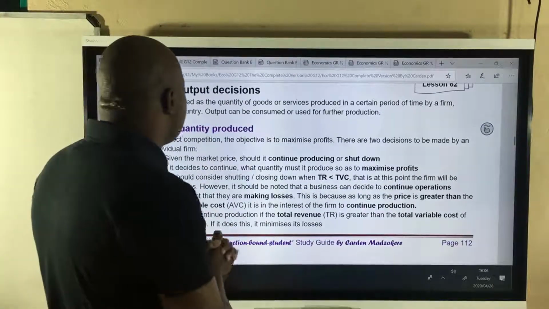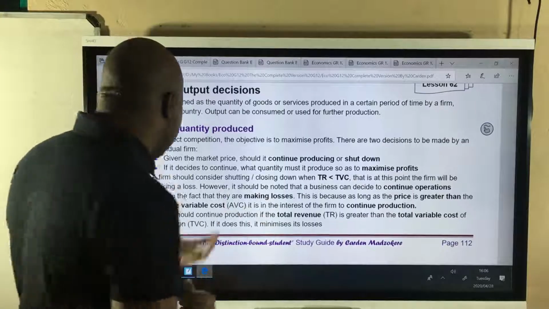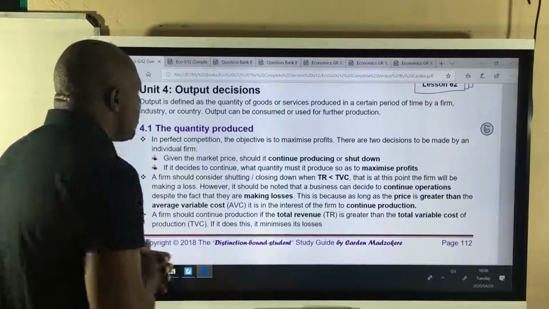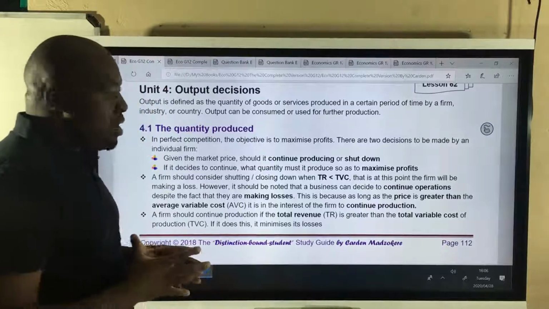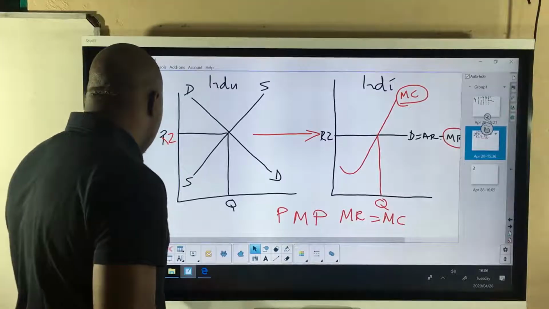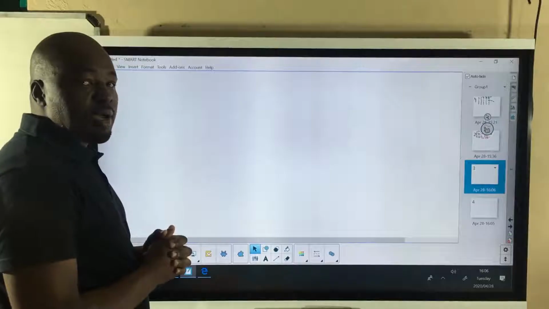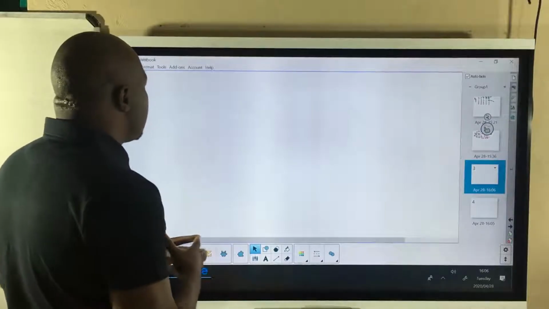Right, so now we're moving on to lesson number 62. And now we are talking about output decisions. Now in this one we are saying, how much should a firm produce? And to answer this question, we have two main rules that we are going to look at here.